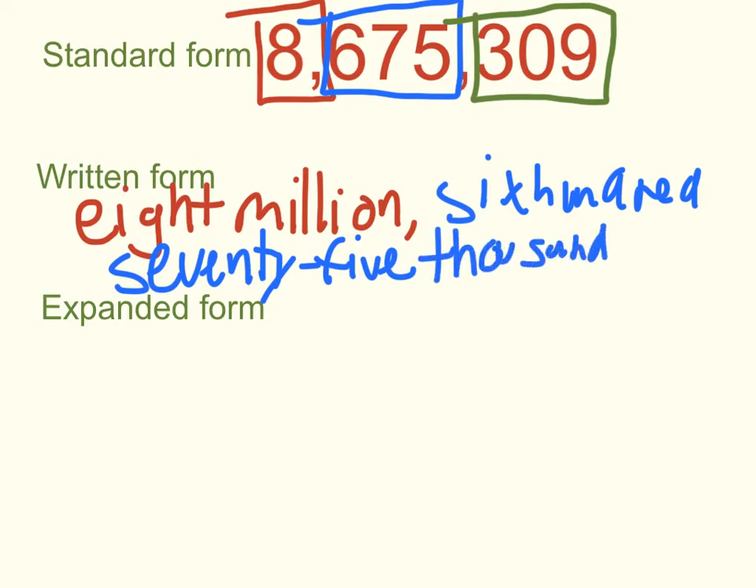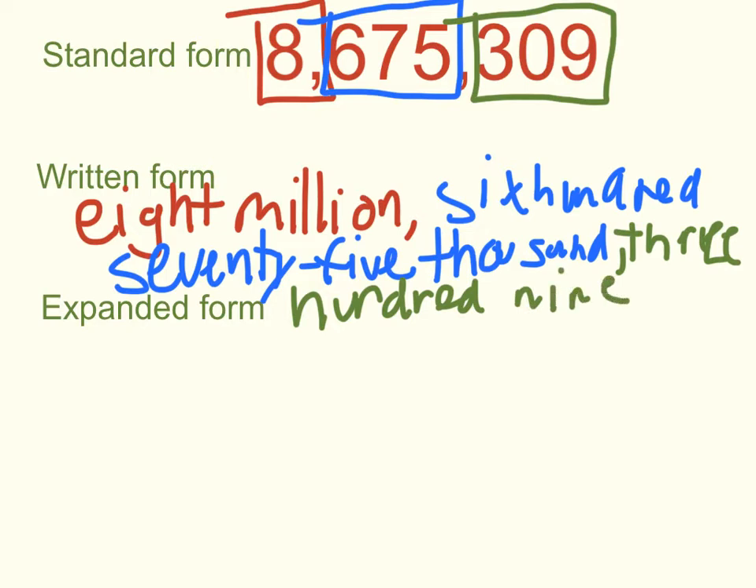And of course I'm going to run out of room. Then I say 300, comma there, 309. I don't say "and" anywhere in that because "and" means there's a decimal point, and there is no decimal point in that. So that's how I do written form.